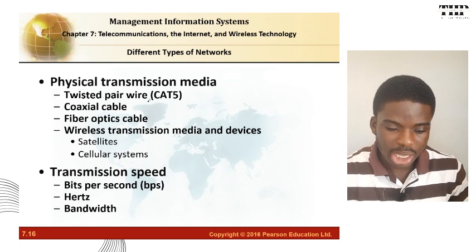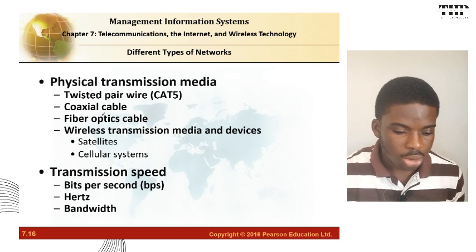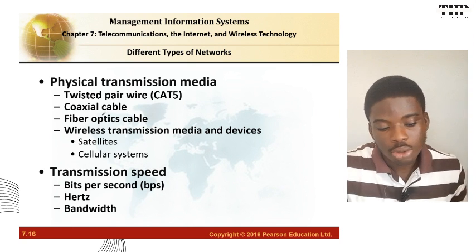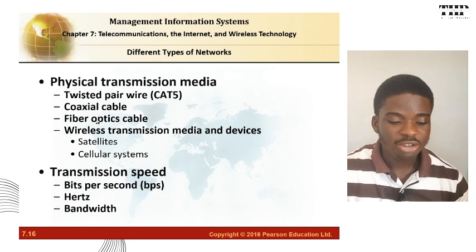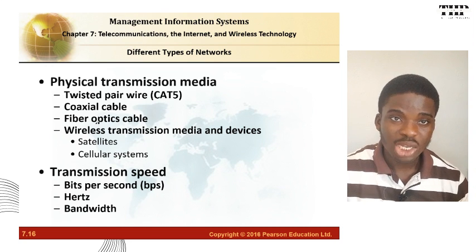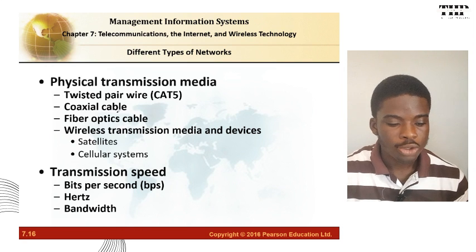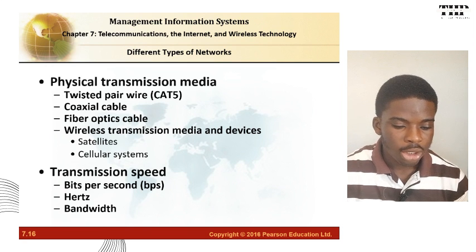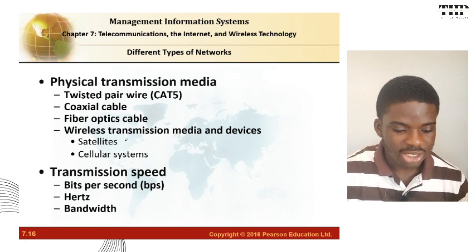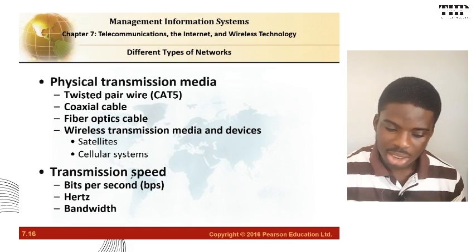The twisted pair wire, the coaxial cable, the fiber optics. As for fiber optics, that is where the speed of the internet comes from. Those are high speed cables, right? And the wireless transmission media and devices: satellites, cellular systems, right? Very well.